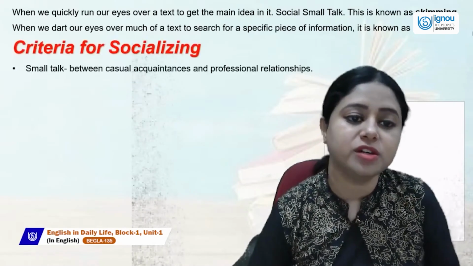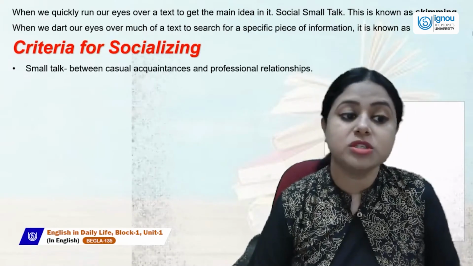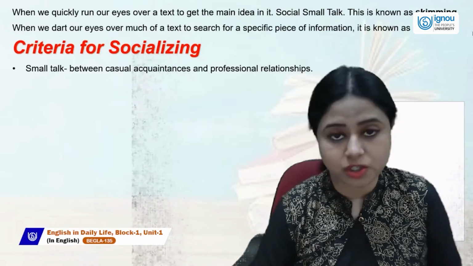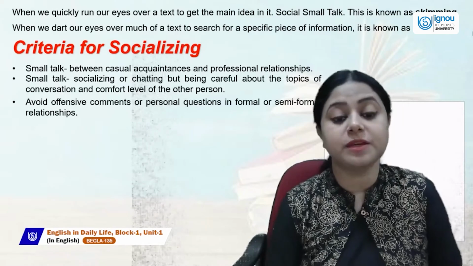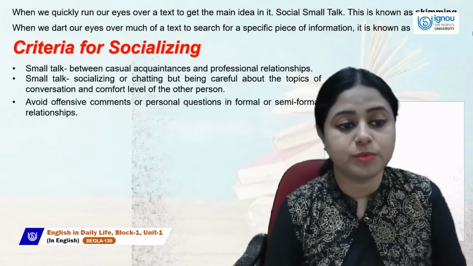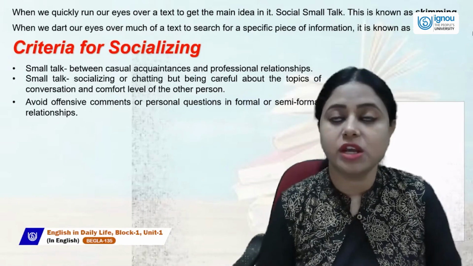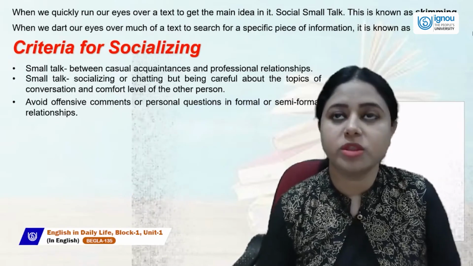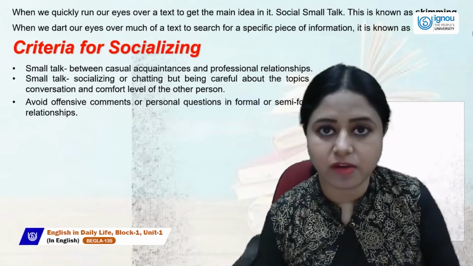Now, criteria for socializing. Small talk. Small talk takes place between casual acquaintances and professional relationships, right? Small talk is socializing or chatting, but being careful about the topics of conversation and the comfort level of the other person. So, let's say you are traveling, you are in a train and you come across somebody, there you will start small talk with them, and there will be a certain limitation that you have there, right?